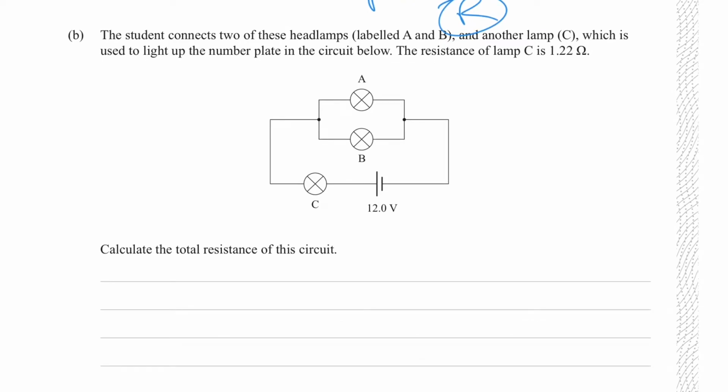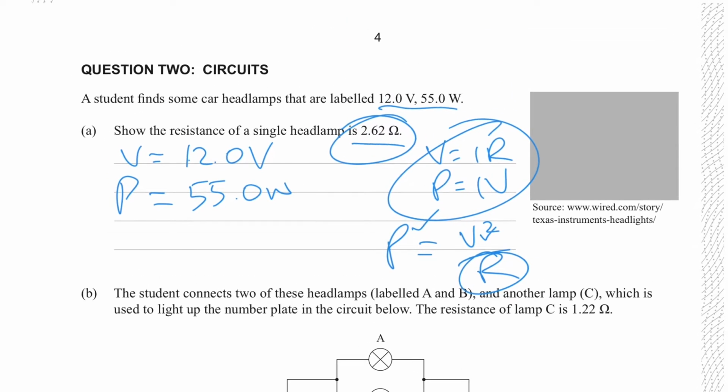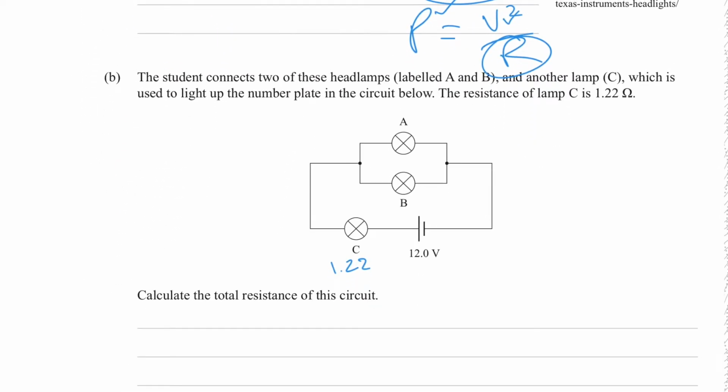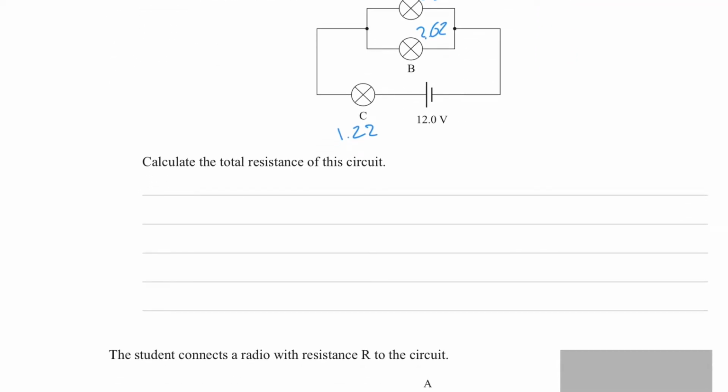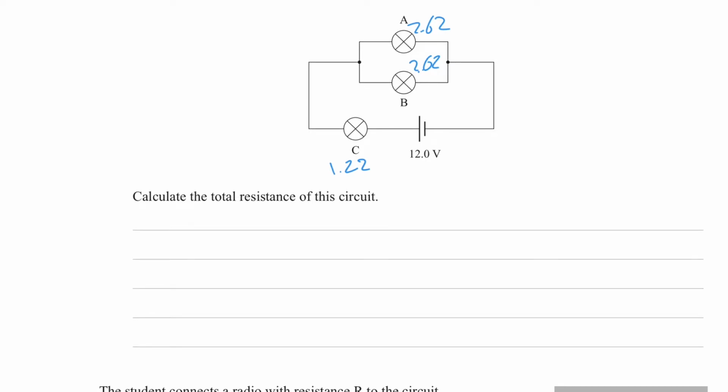The student connects 2 of these headlamps labelled A and B, you can see in the diagram below, and another lamp C, which is used to light up the number plate in the circuit below. Resistance of lamp C is 1.22 ohms. So A and B were 2.62, 2.62, and of course, being non-ohmic conductors, because temperature affects the conduction in these lamps, that's actually going to mess with it, so we're going to ignore that altogether, and we're going to just assume that when we calculate the total resistance, they remain constant.